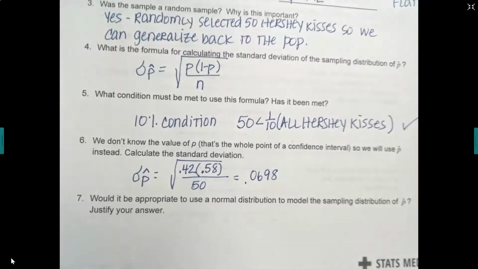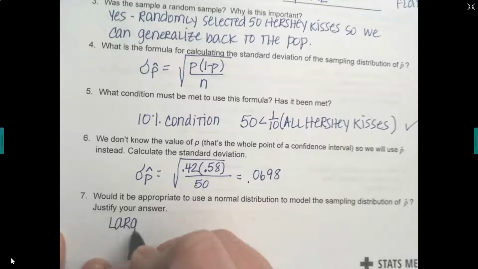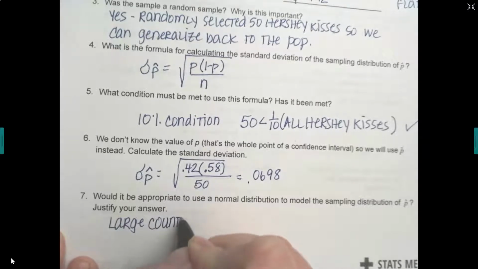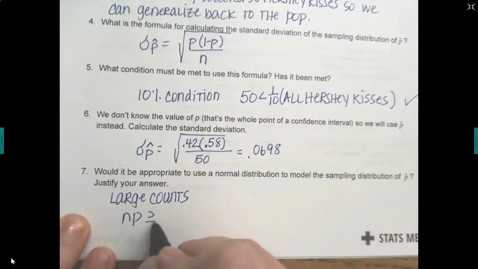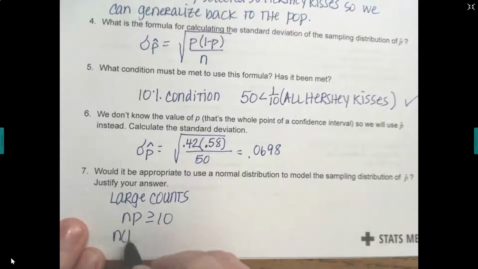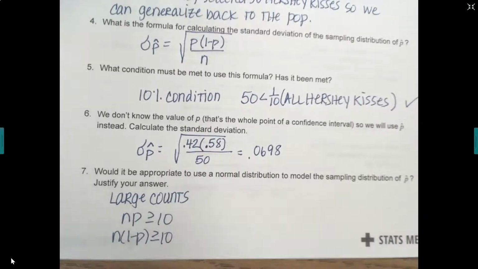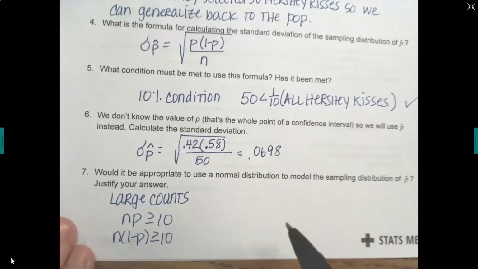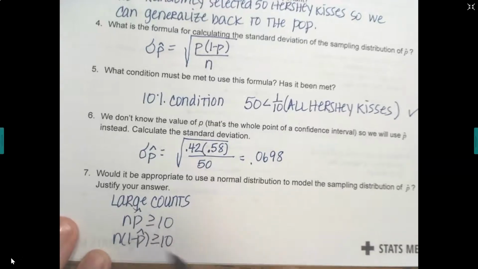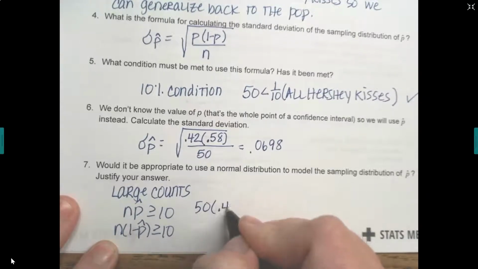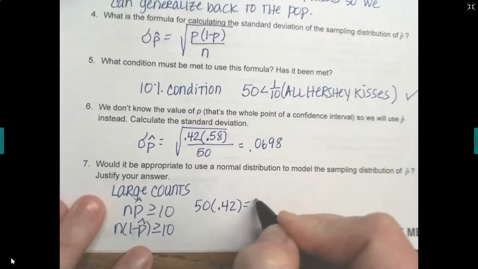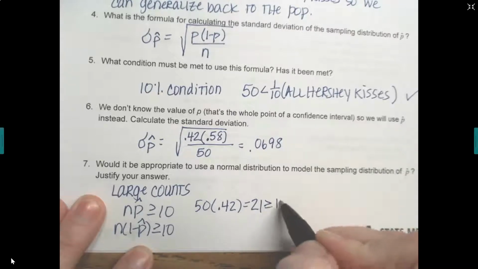Now, would it be appropriate to use a normal distribution to model the sampling distribution of p-hat? We need to justify our answers. When we're talking proportions, we're talking large counts. If we were talking means, that would be the central limit theorem. Normally we would check that n times p is greater than or equal to 10, and n times 1 minus p is also greater than or equal to 10. But we don't have p, remember? That's what we're trying to infer back to, but we have p-hat. So we're going to use p-hat to calculate this. Our sample size was 50, and the probability of success was 0.42. So that is 21, which is in fact greater than or equal to 10, so we're good there.